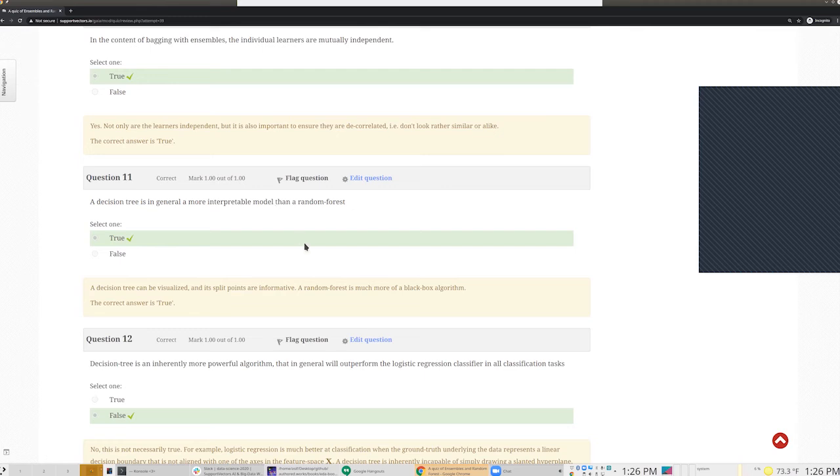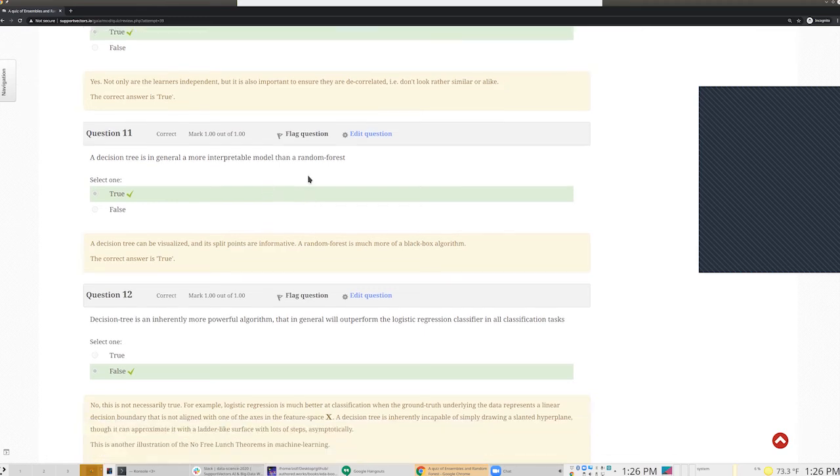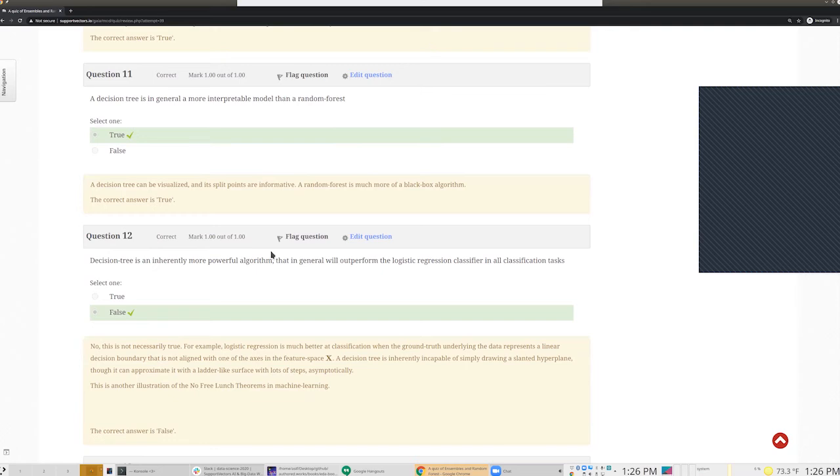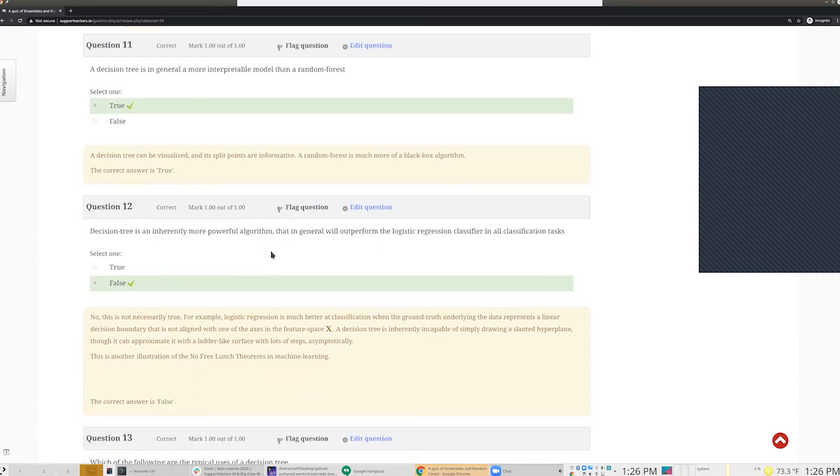A decision tree is in general more interpretable than a random forest. True. You can draw out a decision tree. You can see it in a picture. We saw that in the lab. You can't do that with random forest. You can pick a tree from a random forest and visualize it, but that wouldn't be representative of the forest itself.